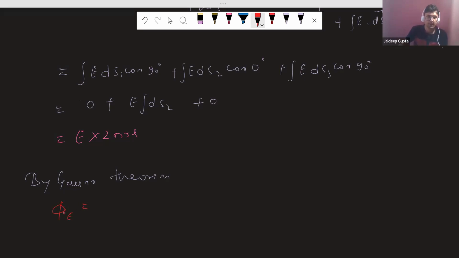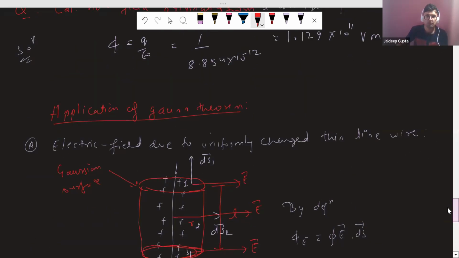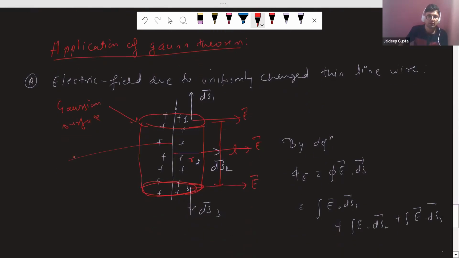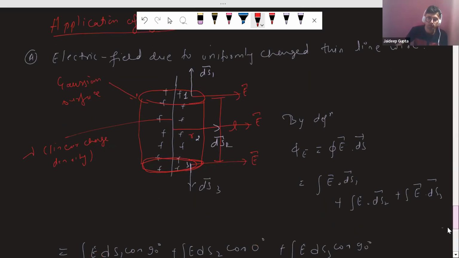So phi E equals to Q over epsilon. Let it be Q is the total charge. Okay. And just remember one thing. It has density lambda. That is linear charge density. And what is linear charge density? Do you remember, Iram?